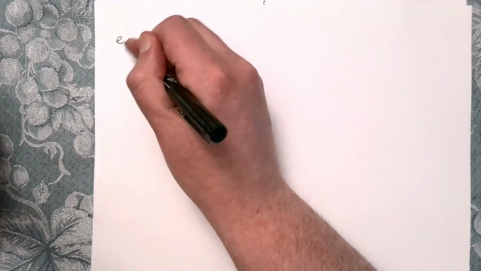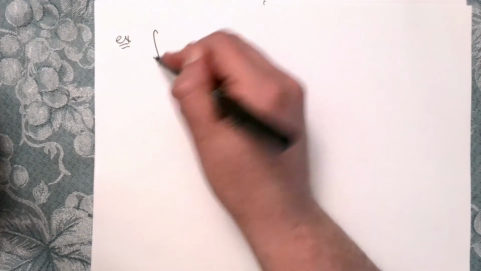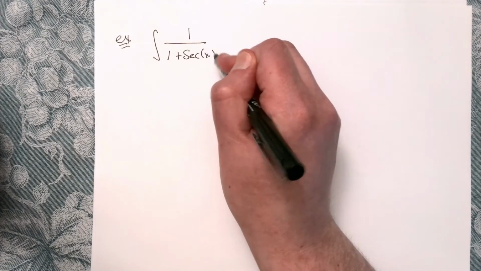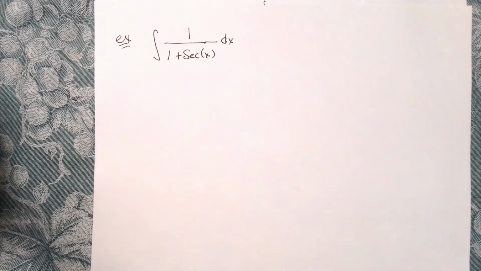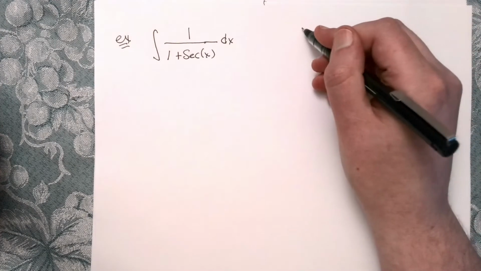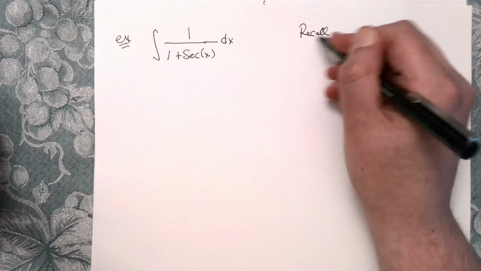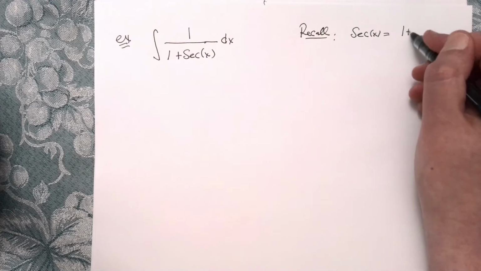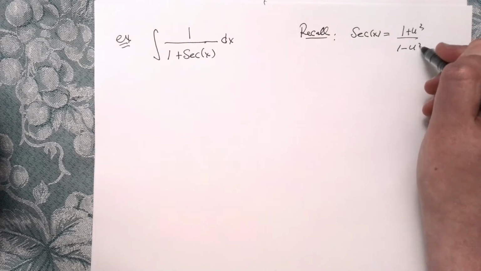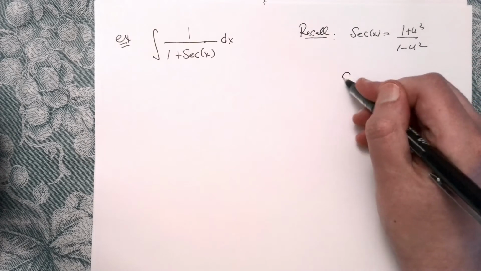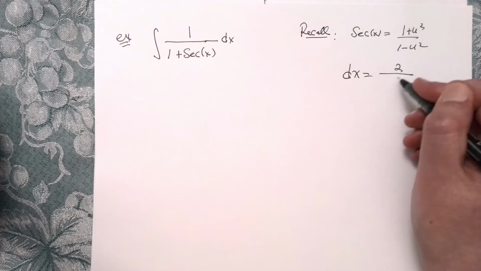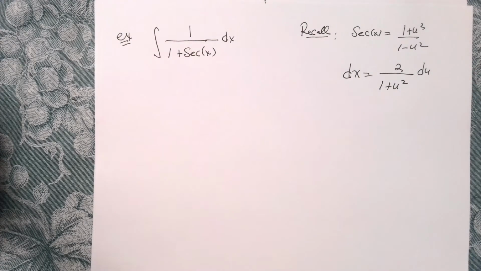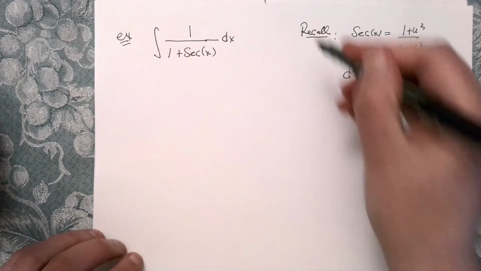Okay, so for example, let's say we want to compute the integral of 1 over 1 plus secant of x dx. So recall from our substitution that secant of x was exactly 1 plus u squared over 1 minus u squared. And then also, we said that dx was equal to 2 over 1 plus u squared du. So that'll be pretty handy. So let's substitute those in, be ready for some algebra.